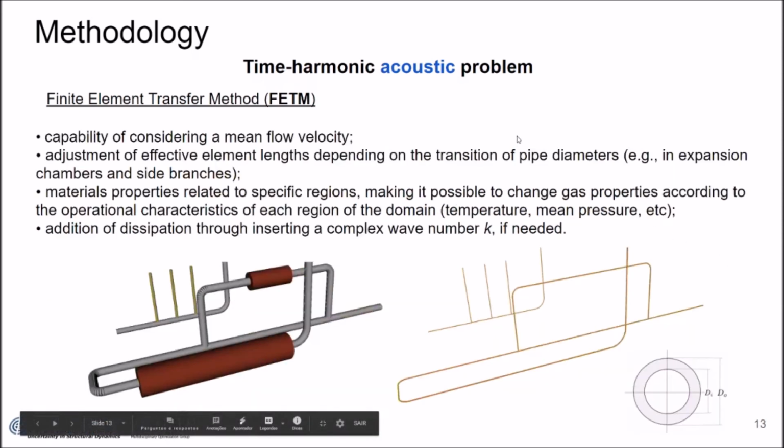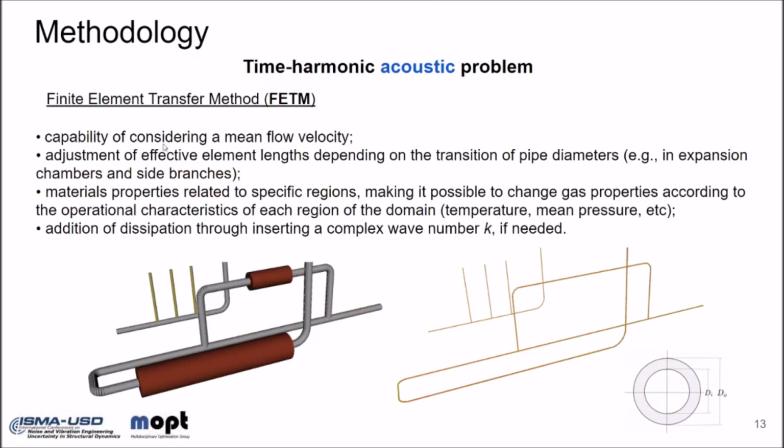In our implementation, we also consider the capability of considering a mean flow velocity, the adjustment of effective element lengths depending on the transition of pipe diameters, for example, in expansion chambers and side branches. The material properties related to specific regions, making it possible to change gas properties according to the operational characteristics of each region of the domain, according to temperature, mean pressure, etc. In addition, dissipation through inserting a complex wave number, if needed.